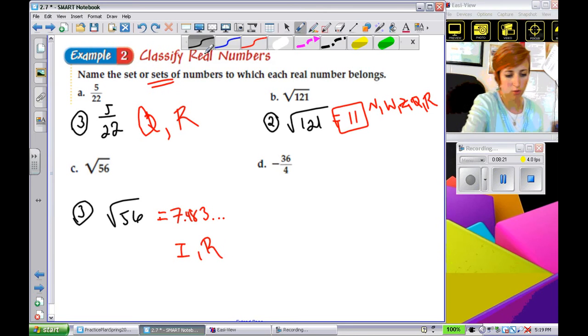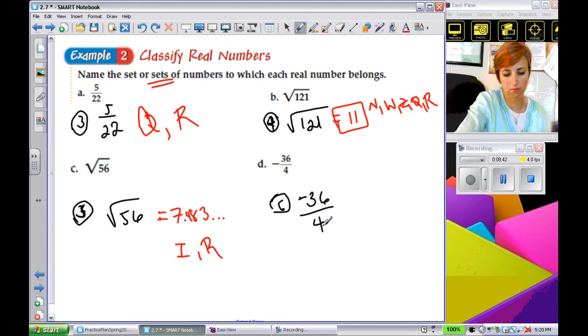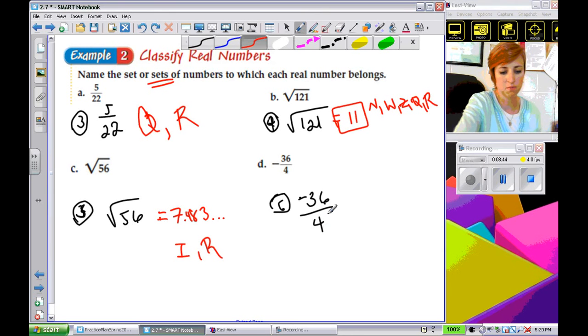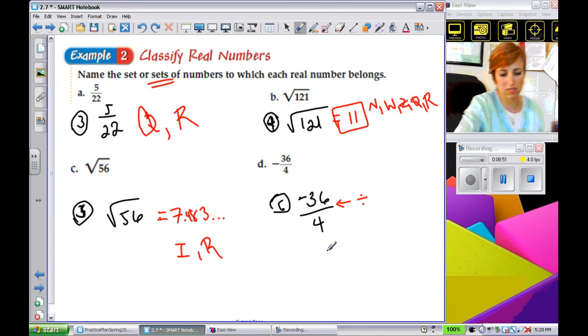And our fourth and final example for this set, oh, I got off numbers, so that's 3, 4, 5, this is example 6, that was my mistake, I'm sorry. So example 6 has -36/4. Because our top number is bigger than our bottom one, we need to see if we can simplify that. Remember that fraction bar tells us to divide. So -36 divided by 4 is -9.